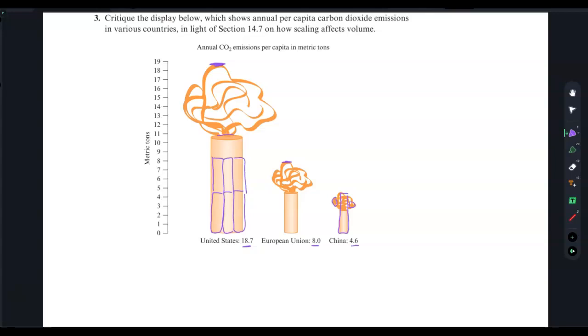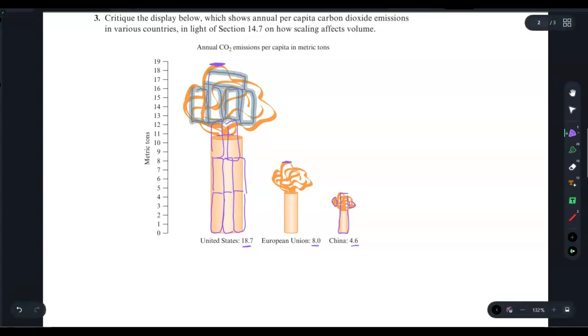And then I could definitely fit way more here. I could fit a couple more there, and a ton of these. I'm doing a very rough job here, and I'm going to erase this, but how many of those Chinas could I fit into the United States? I'm counting 1, 2, 3, 4, 5, 6, 7, 8, 9, 10, 11, 12, 13 of those. But 13 times 4.6 is way bigger than 18.7. So this is an issue.